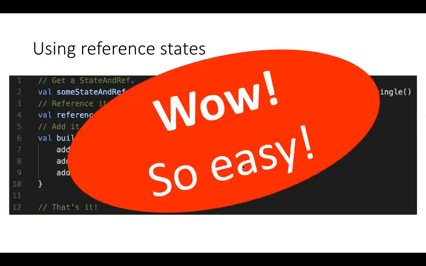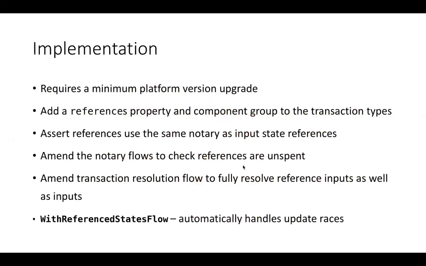Yeah, so easy. There we go. Next one. So how do we build this? And I guess it's worth just going through super quick how it worked. The important thing to note here is that reference states requires a minimum platform version upgrade. So you can only use it when all nodes on your network are Corda minimum platform version 4, right? So that is really important.